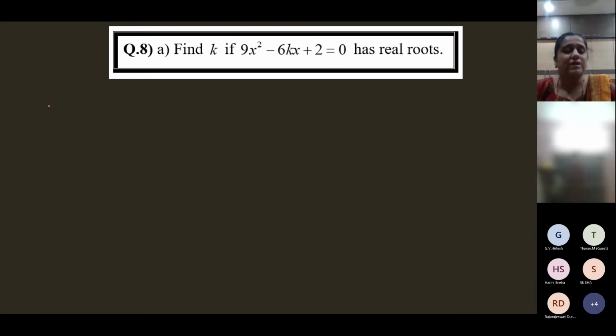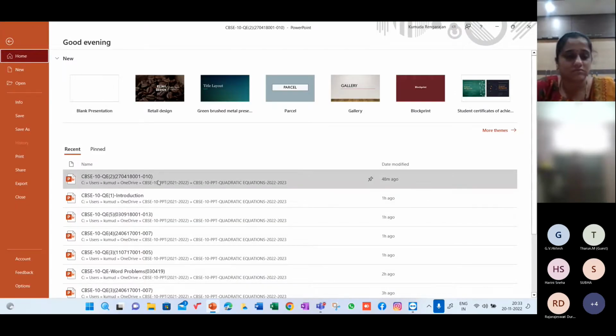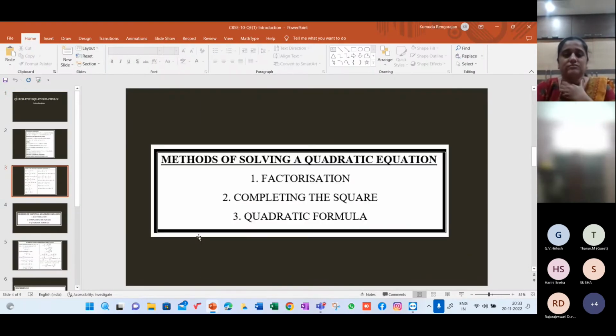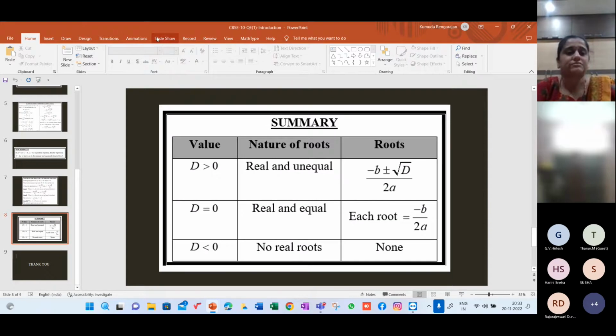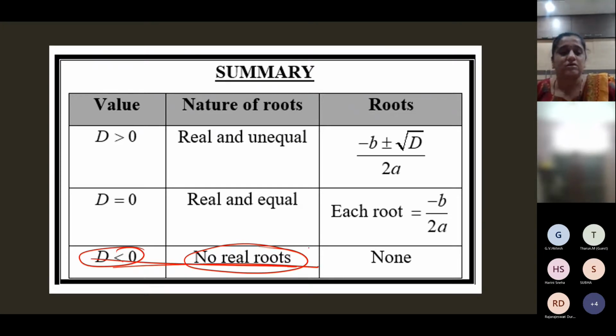See, listen to this very carefully. Equal roots. Here there are no real roots, no real roots when D is less than 0. So leave this one. Greater than 0, real roots. Equal to 0, real roots. That means both are real roots. So combine the conditions. D is greater than or equal to 0. See, this is greater, this is equal to. So D greater than or equal to 0 is the condition for real roots.